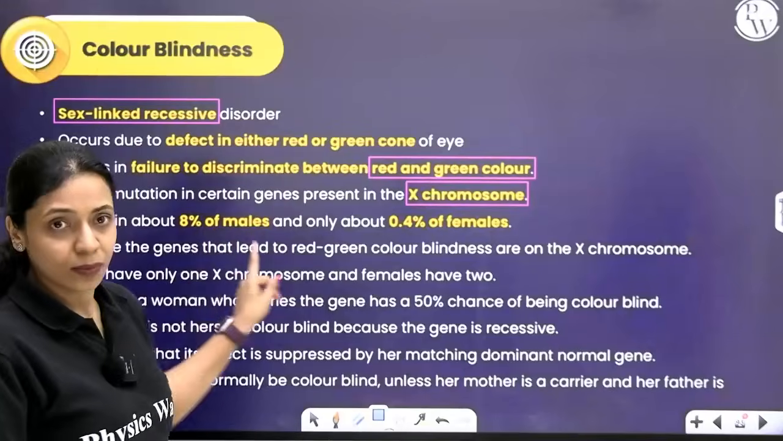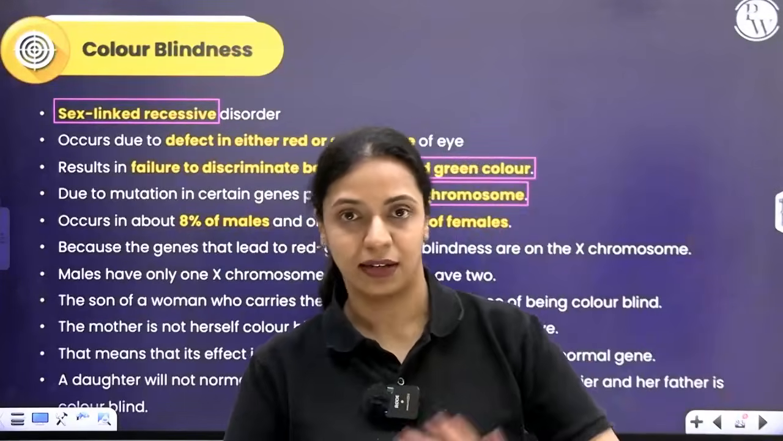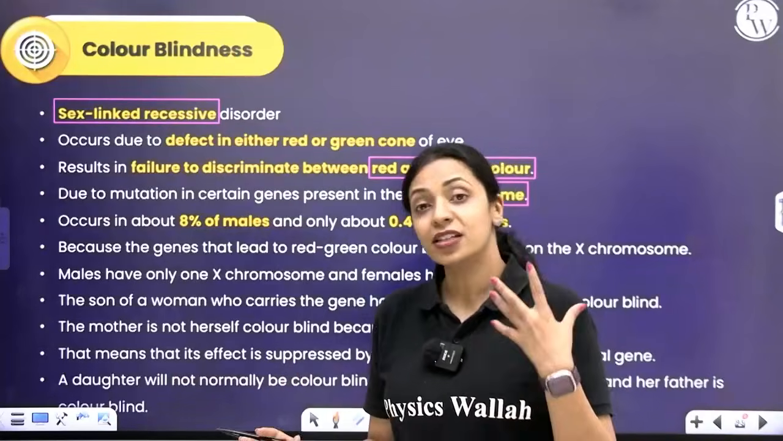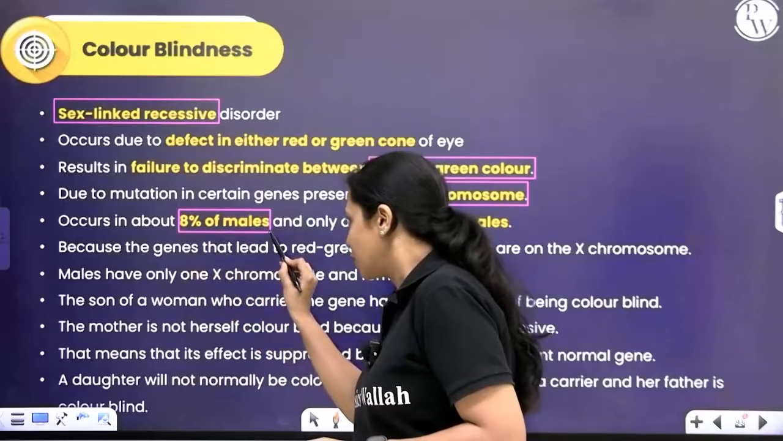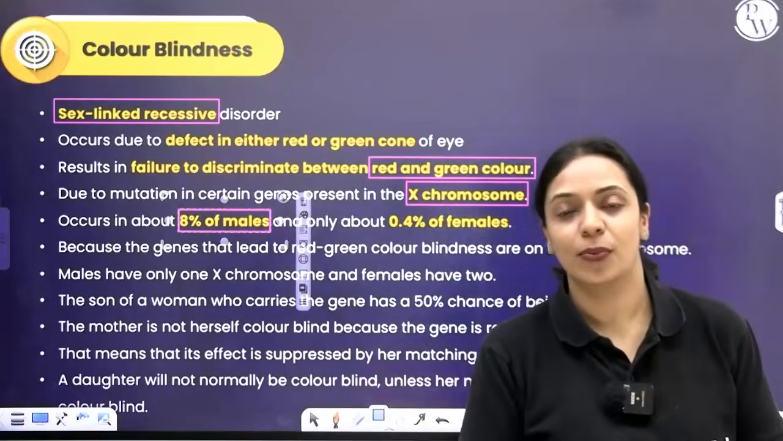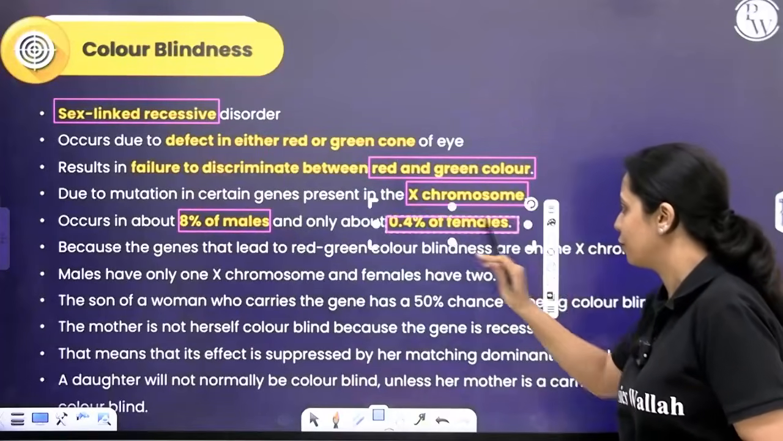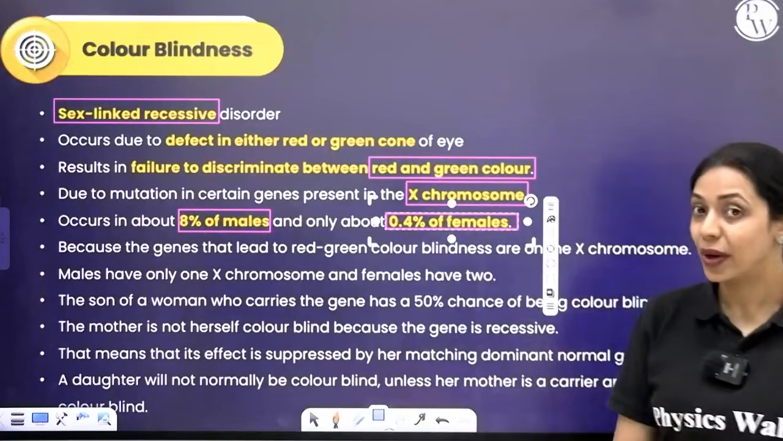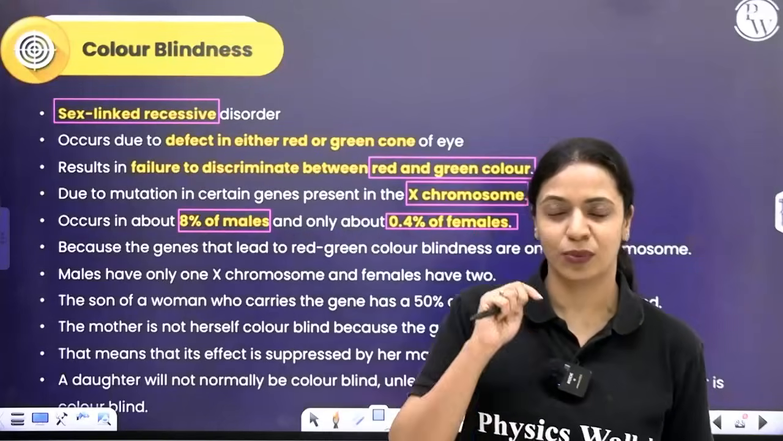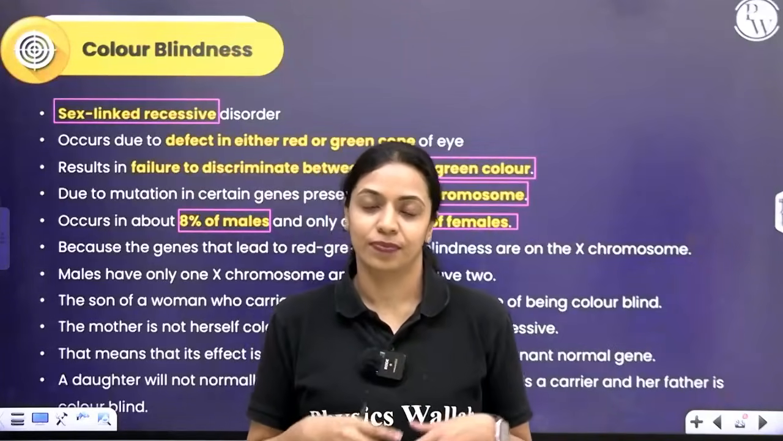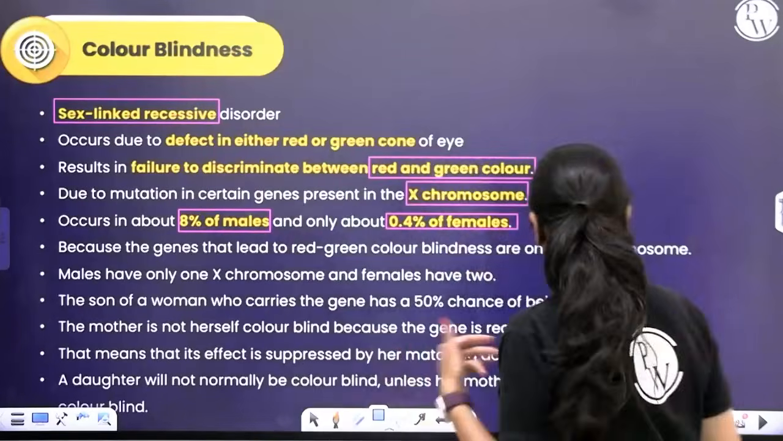Okay. Now, if you look at the frequency of occurrence of color blindness in a human population, it is more common in males than in females. Among males, about 8% of them will show color blindness, while only about 0.4% of females show color blindness. Why is that? Females have 2 X chromosomes, twice the number of X chromosomes. Then would it not be that the females show more color blindness than males? Not really. I'll tell you why.